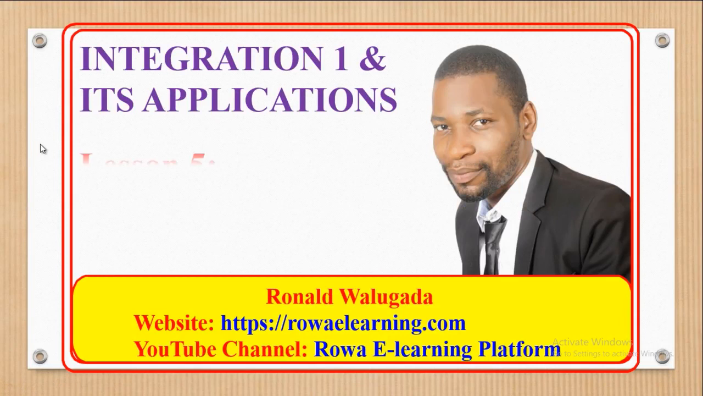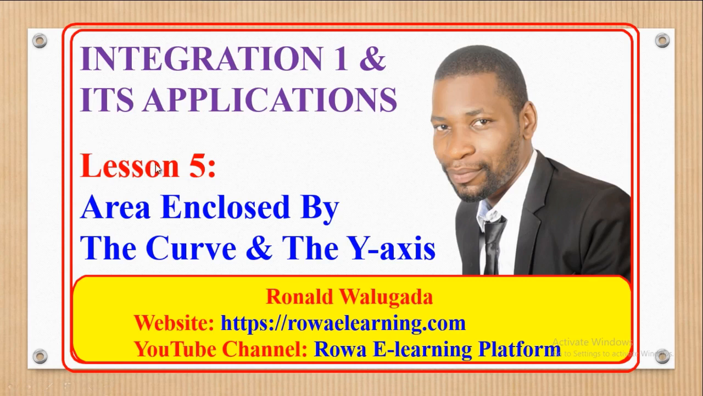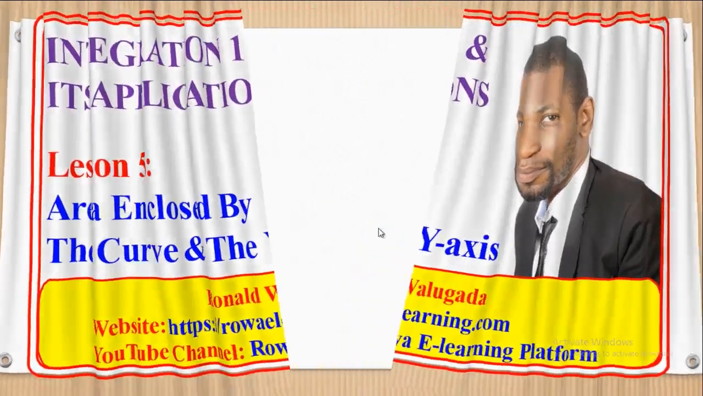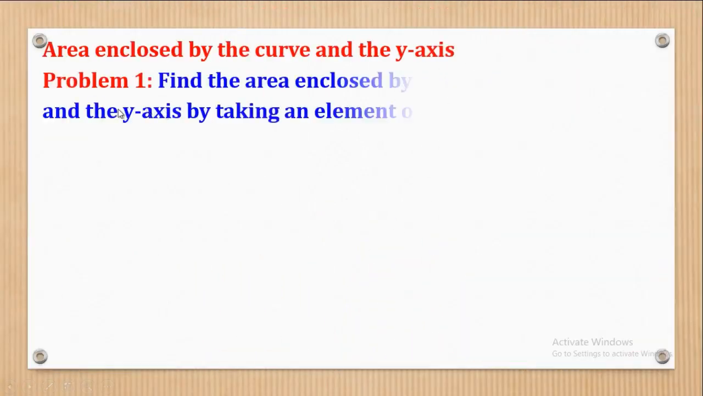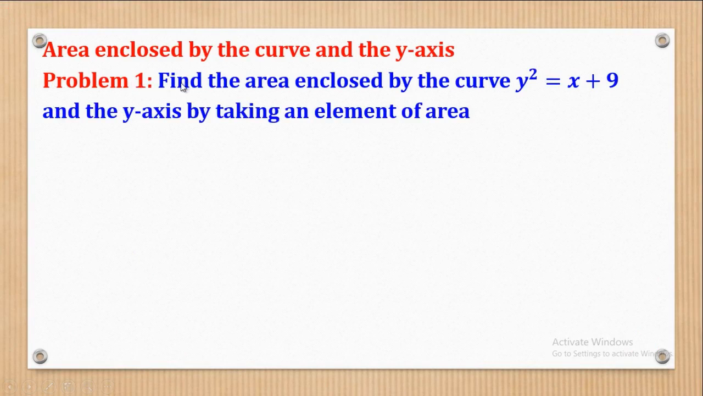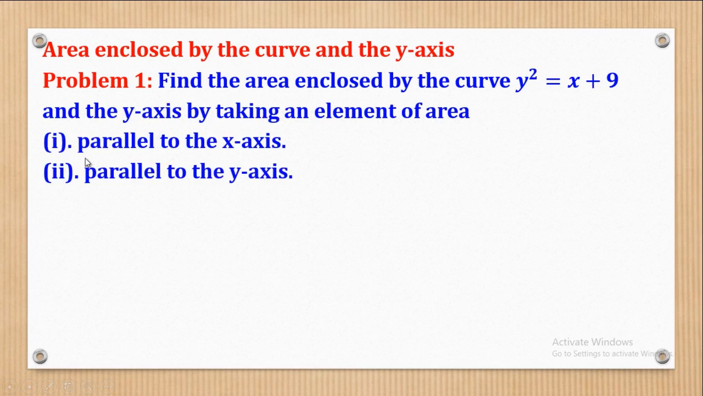So today's lesson shall talk about area enclosed by the curve and the y-axis. So we shall start with problem 1. Problem 1 says: find the area enclosed by the curve y squared equals x plus 9 and the y-axis by taking an element of area (i) parallel to the x-axis and (ii) parallel to the y-axis.